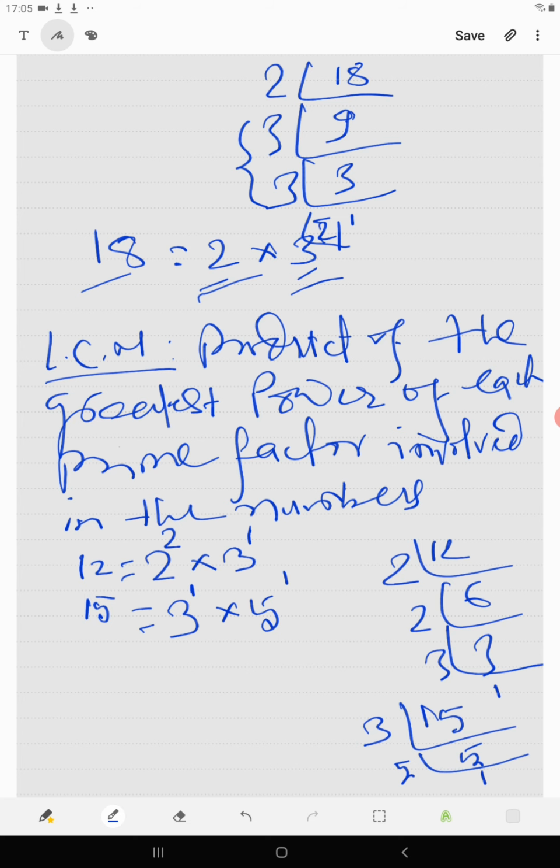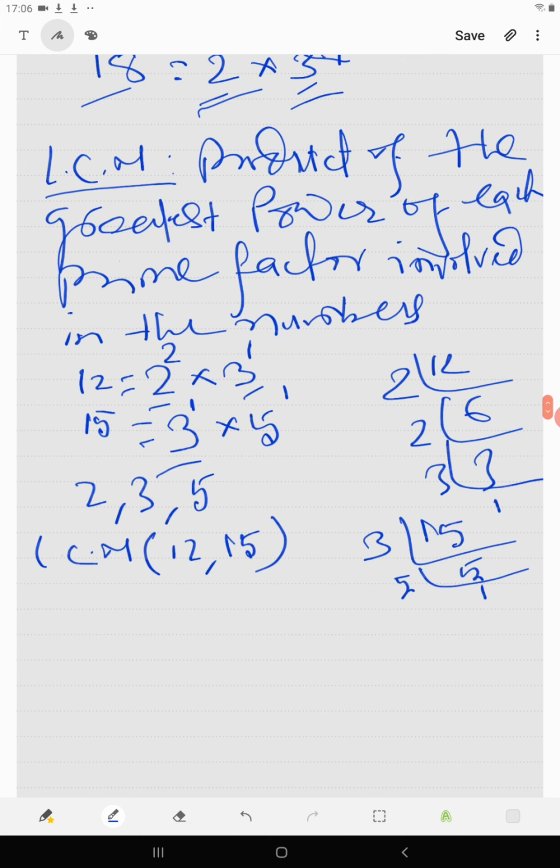So how many prime factors are there in both? 2 square, 3 to the power 1, here also 3 to the power 1, and 5. So the prime factors present in both are 2, 3 and 5. Now we need to select the highest power for each one. That means the LCM of 12, 15 will be equal to, tell me, what is the maximum power of 2? It is 2 square.